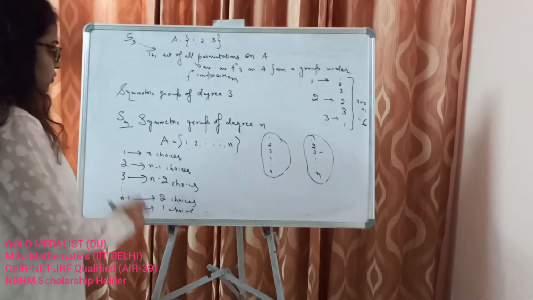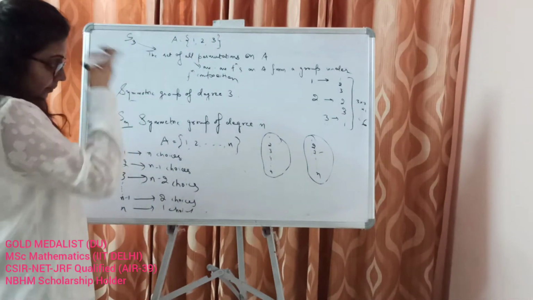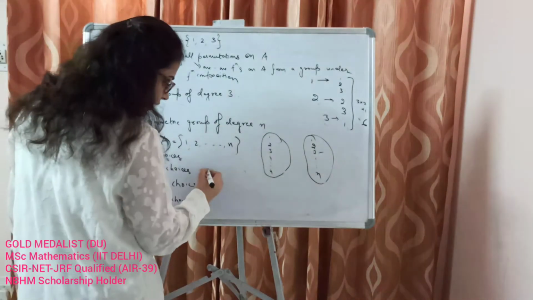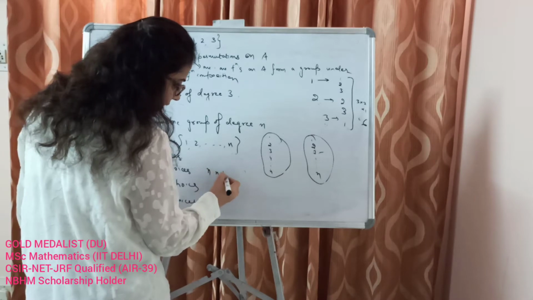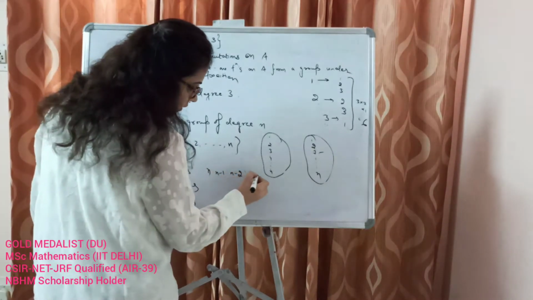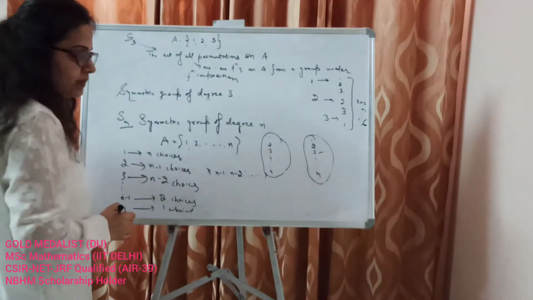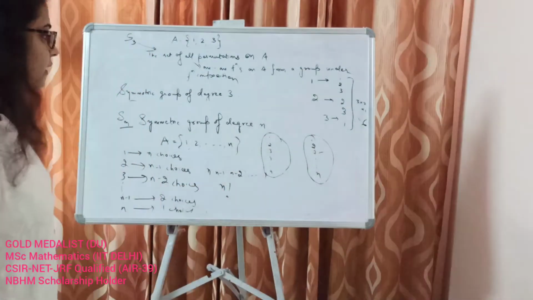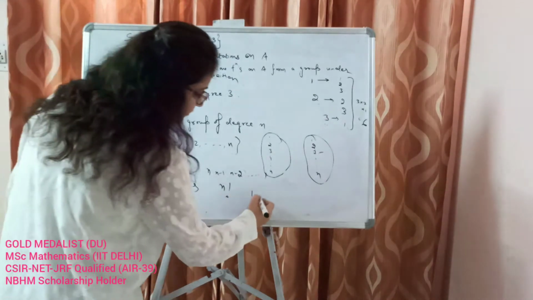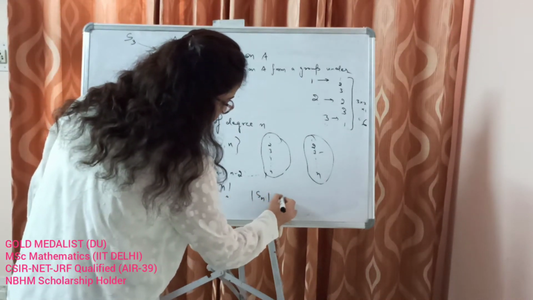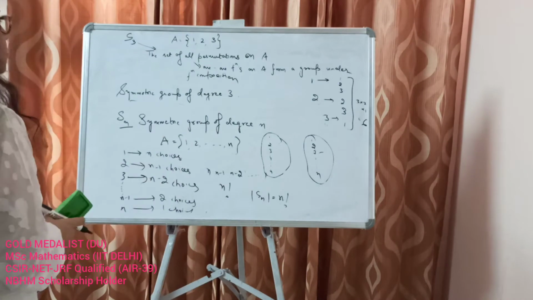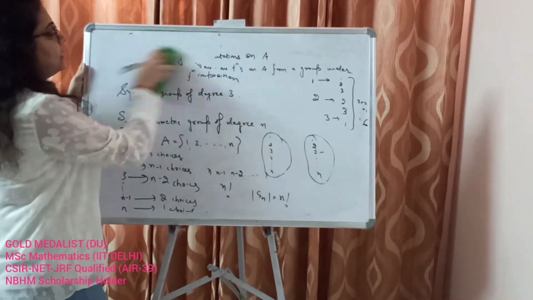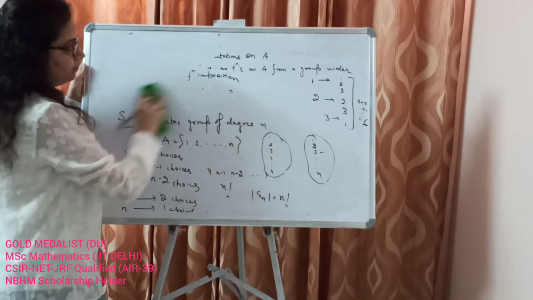So hence the total number of elements will be multiplied. This is applying permutations and combinations learned in high school. Multiply n into n minus 1 into n minus 2 down to 1. Now what is this special figure? This is n factorial. Okay, so the order of Sn is n factorial. Okay, so we have learnt S3 and Sn.